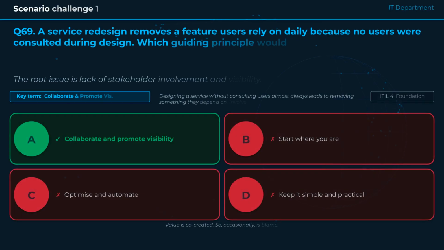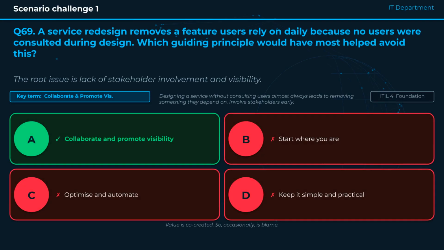The correct answer is A, collaborate and promote visibility. Failing to consult users shows a lack of collaboration and visibility into the service's use, leading to poor decisions like removing essential features. Designing without consulting users requires better collaboration and visibility.